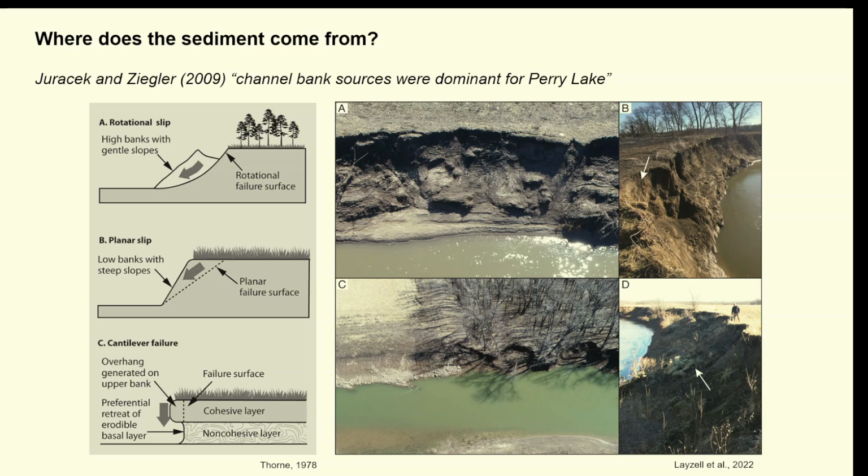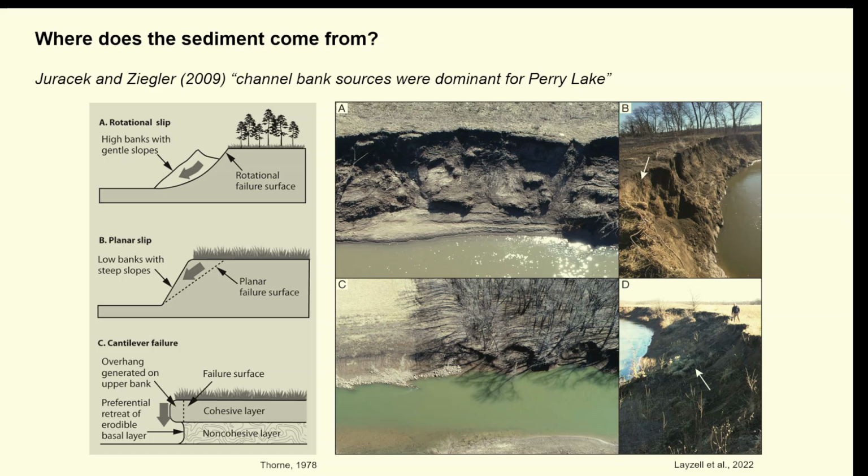There have been lots of studies all throughout the Midwest showing that stream banks contribute pretty significant amounts of total watershed sediment yield. Specifically for Kansas, Kyle Yurchek and Andy Ziegler, formerly of the USGS, did a sediment fingerprinting study for Perry Lake and showed that channel bank sources were the dominant source for that reservoir. This makes intuitive sense when you start looking at Kansas streams. I'll put some pictures there on the right.